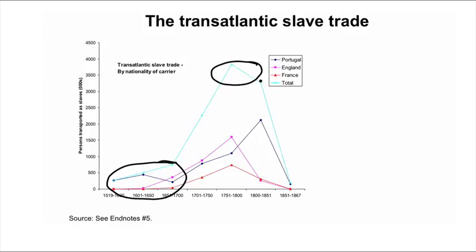You can also see the role of different countries in slavery here, so you can see English carriers being particularly important up to the end of the 18th century, after which slavery is abolished and English transport of slaves falls away, but Portugal remaining important as a slave trading nation throughout this period.